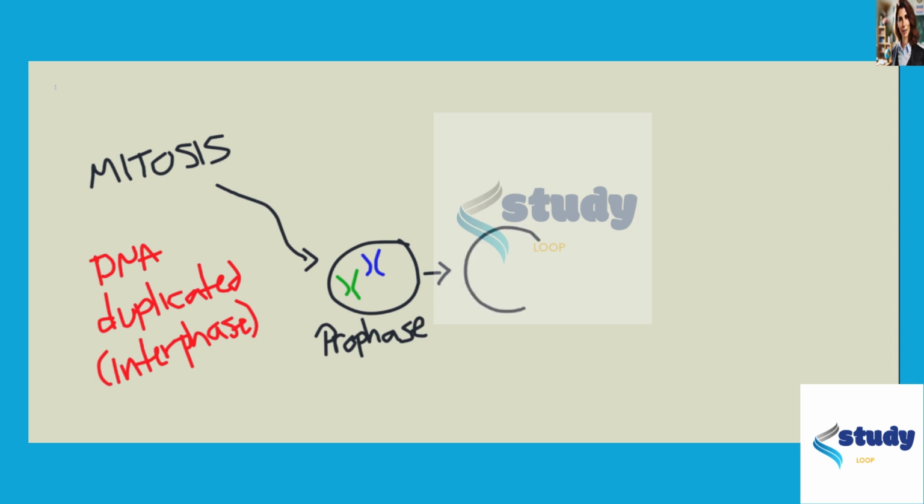the next phase here. And what's going to happen is, now that they've paired up, they're going to line up at the center, or the equator, of the cell, right? And these mitotic spindles will start to form. Okay, and this happens in metaphase.